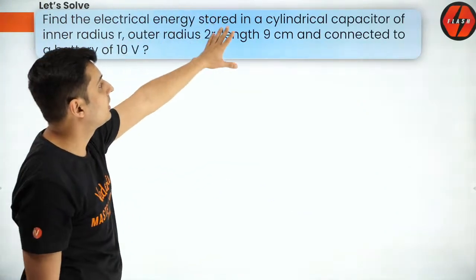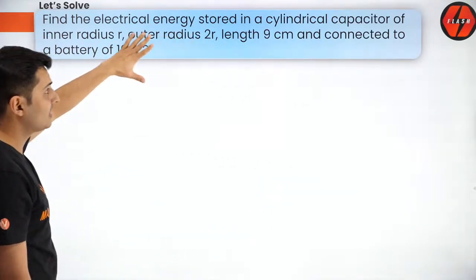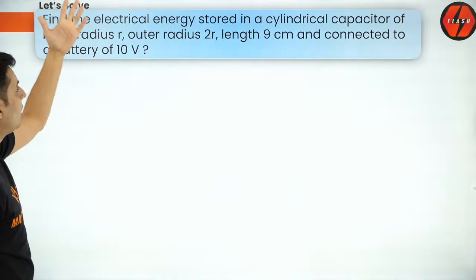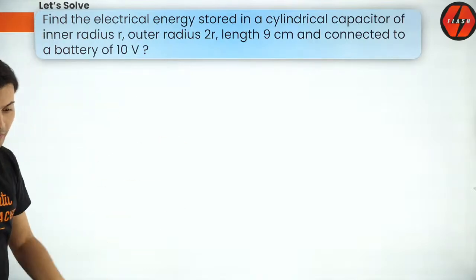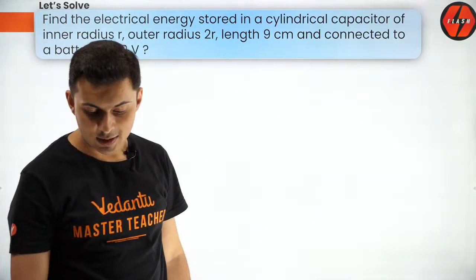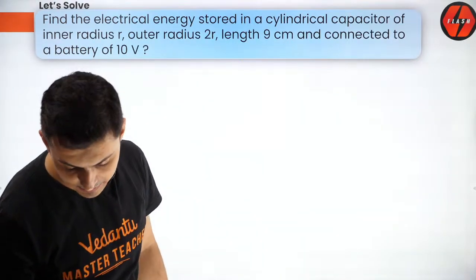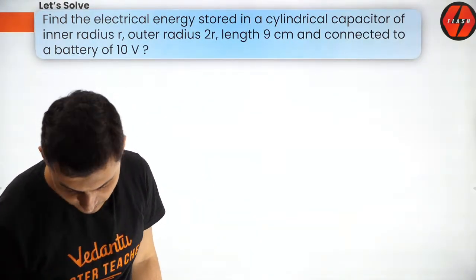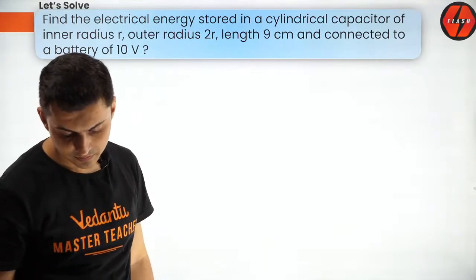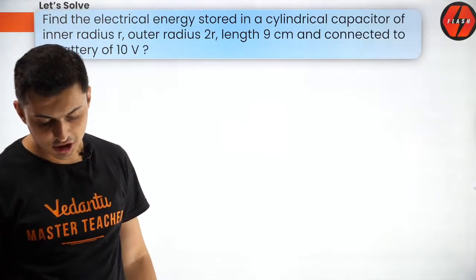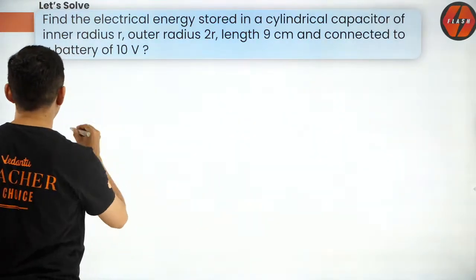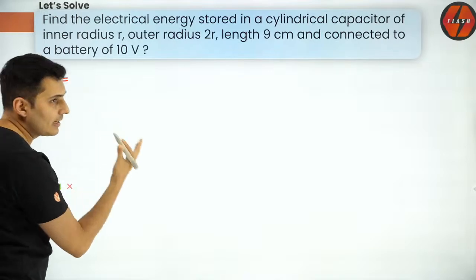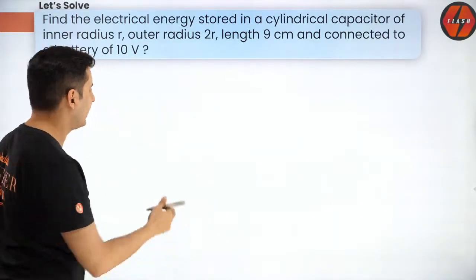Find the energy stored in a capacitor which is cylindrical of inner radius R, outer radius 2R, length 9 centimeter and connected to a battery of 10 volts. Let's see how many of you get the answer. Come on guys, start doing it. How much energy is stored in a capacitor? Cylindrical one. And those of you who are clueless, no problem, I'll help you out. So I'll keep solving it parallelly, and others who want to keep trying it can keep trying it now.